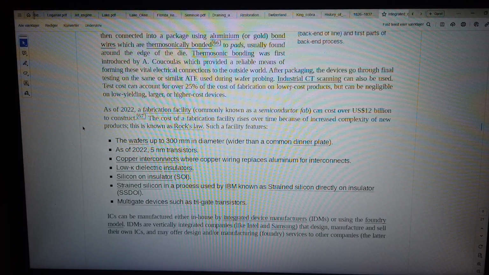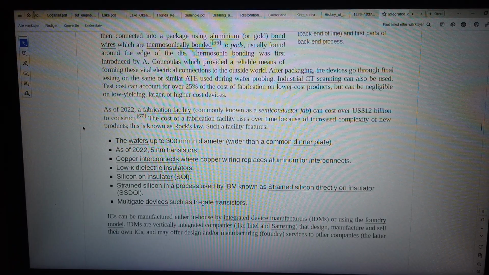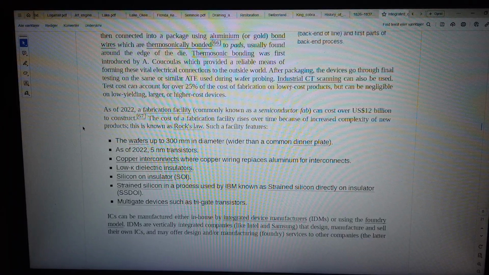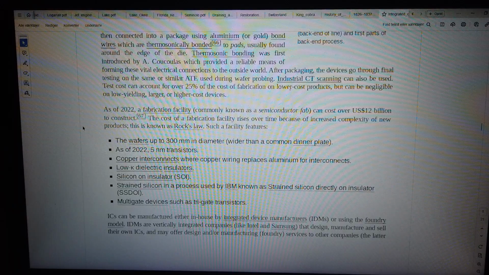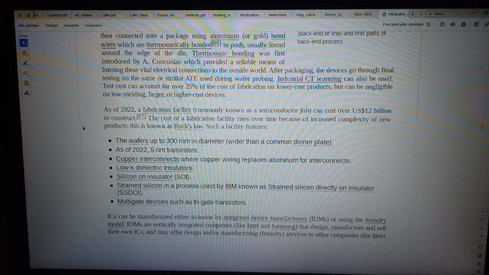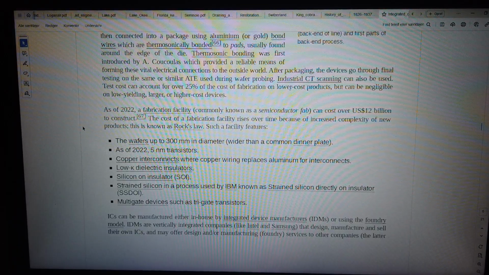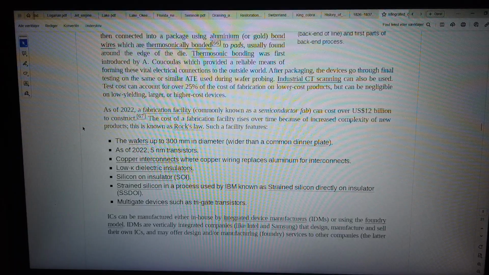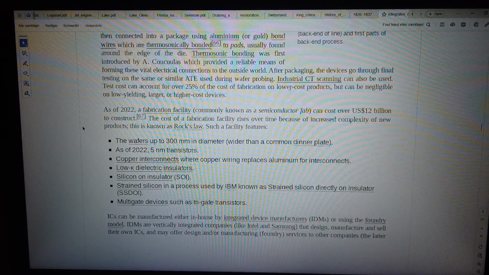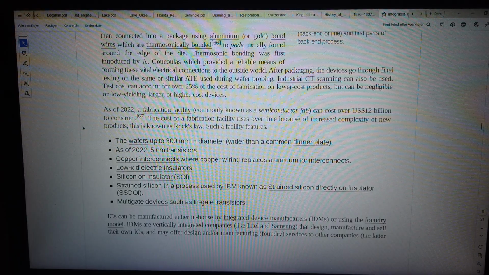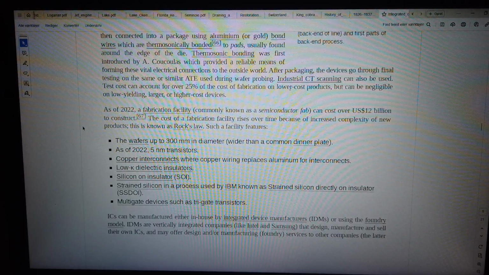Such a facility features wafers up to 300 mm in diameter, wider than a common dinner plate. As of 2022, 5 nm transistors. Copper interconnects, where copper wiring replaces aluminum for interconnects. Low-k dielectric insulators. Silicon on insulator, SOI. Strained silicon in a process used by IBM known as strained silicon directly on insulator, SSDOI. Multigate devices such as Tri-gate transistors.